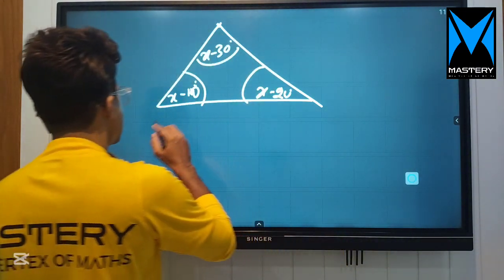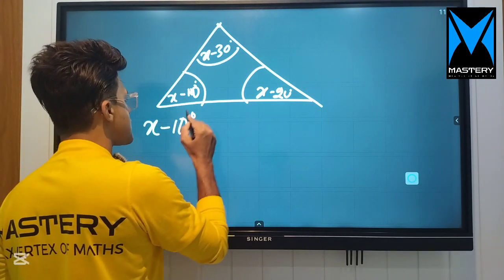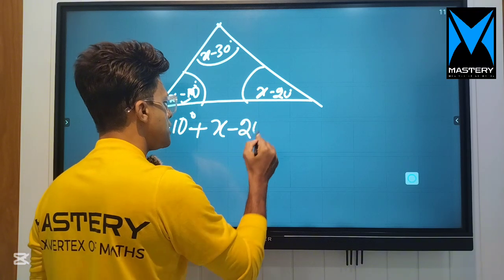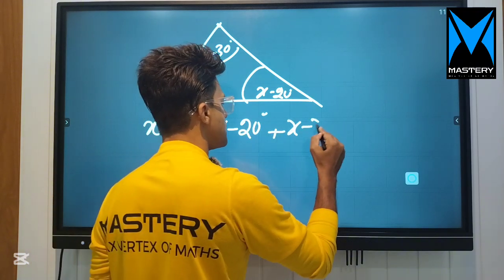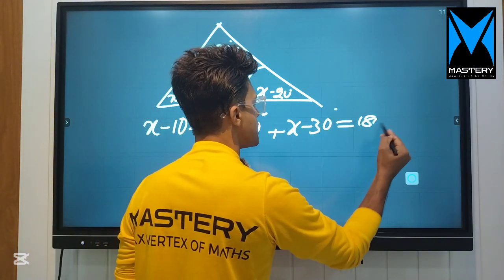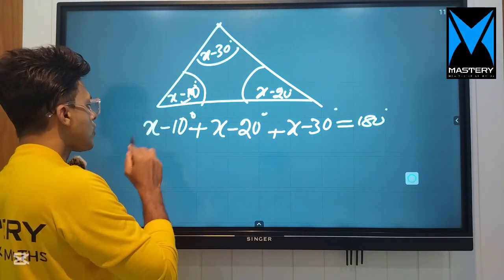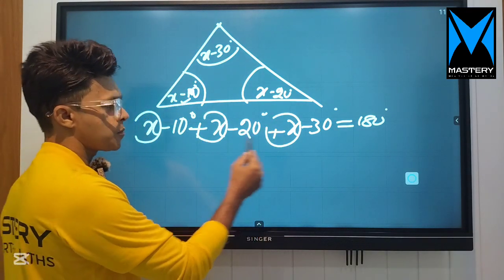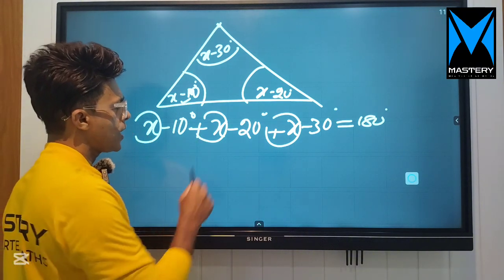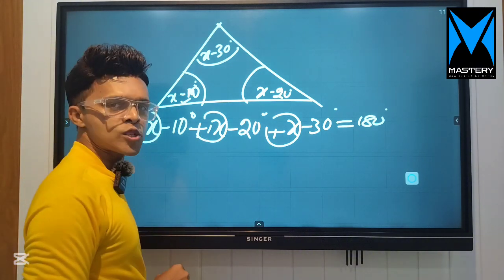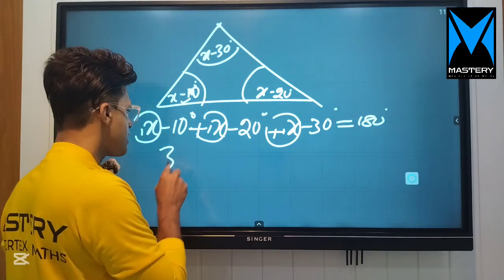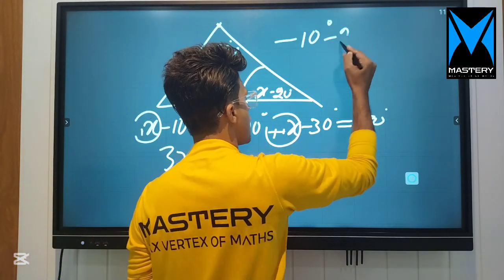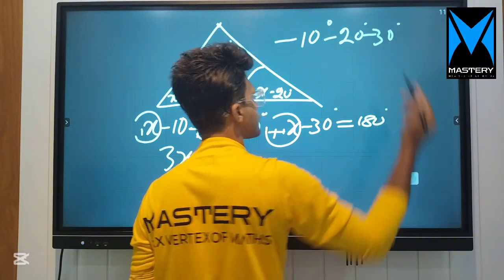Therefore, we can set up this equation: x minus 10 degrees plus x minus 20 degrees plus x minus 30 degrees equals 180 degrees. Here these like terms can be added: x plus x plus x, 1x plus 1x is 2x, 2x plus x is 3x. So here 3x. In addition, you can see minus 10, minus 20, minus 30.